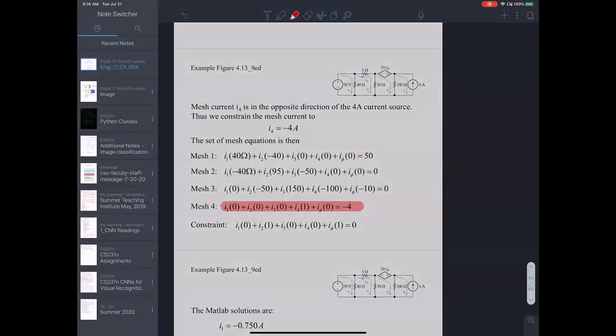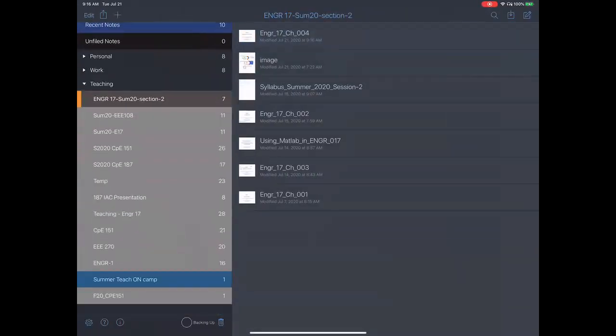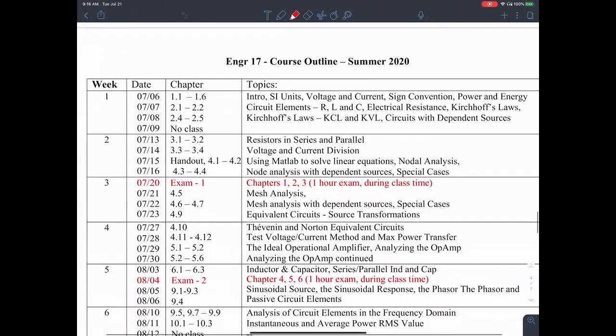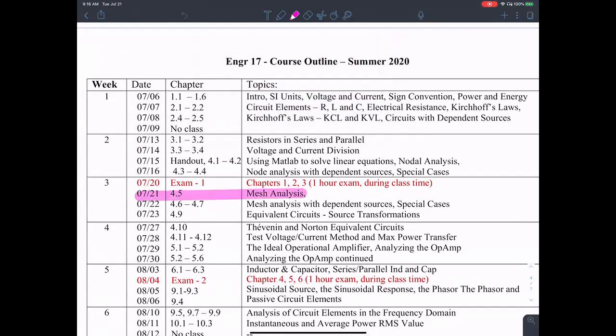All right, let's go back and catch up with our syllabus. Today is the 21st. Mesh analysis. Tomorrow, we're supposed to be doing mesh analysis with dependent sources and special cases. So we'll do some more examples for the node voltage method and mesh current method tomorrow. On Thursday, we'll come back and look at source transformations.